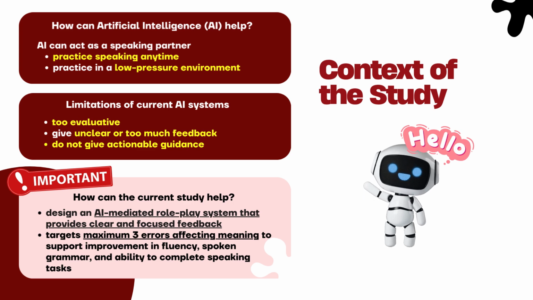Therefore, this study aims to design an AI-mediated role-play system that provides clear and focused feedback. It only targets a maximum of 3 errors affecting meaning to help students improve their fluency, spoken grammar, and ability to complete speaking tasks.